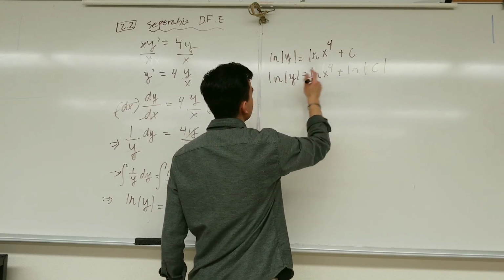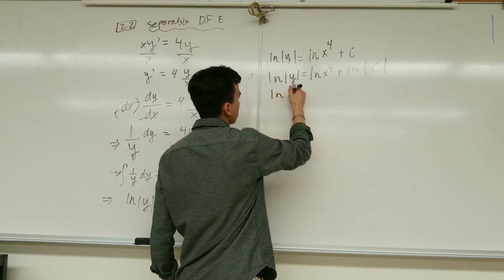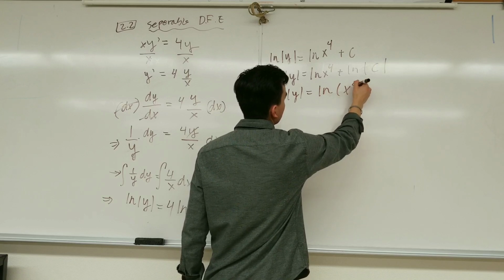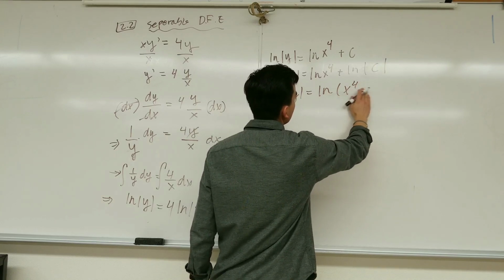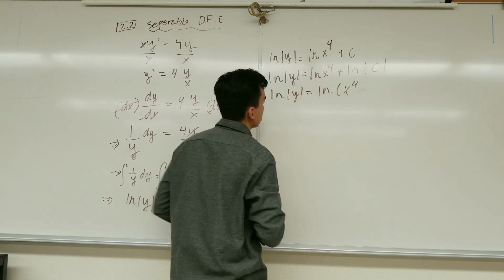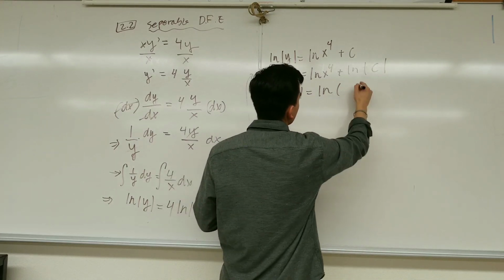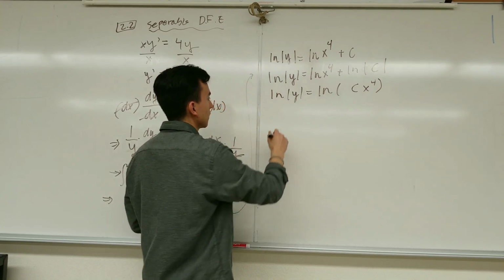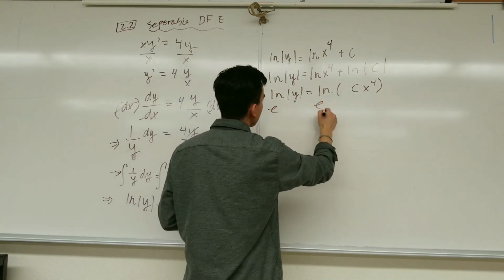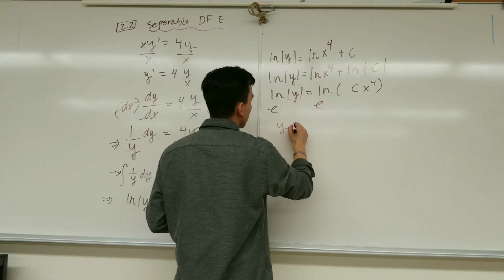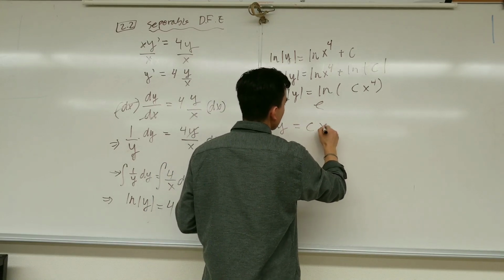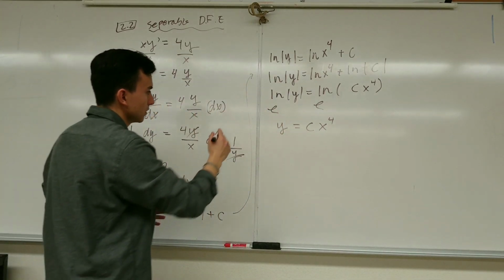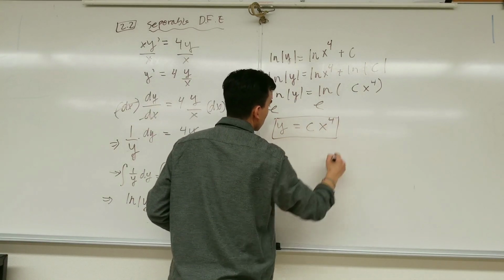addition means multiplication. Right? So now if we take the e both sides, we'll have y is equal to c x to the 4th. And so that's going to be our answer.